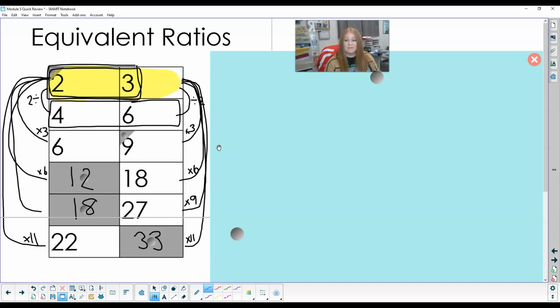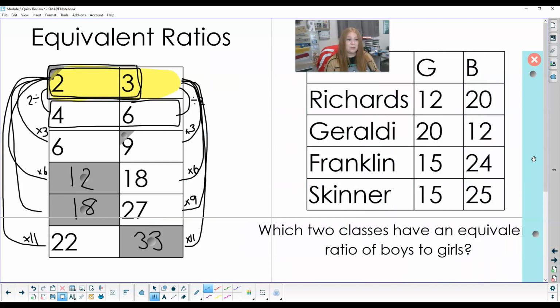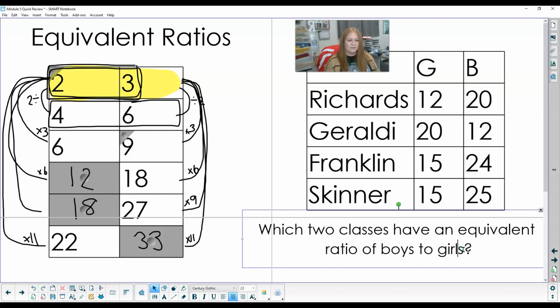So the other part of equivalent ratios will look like this, and it will give you a chart already filled out. So this one has 4 different classes, and they're girls and they're boys in their classes, and it wants to know which 2 classes have an equivalent ratio of boys to girls. So boys to girls or girls to boys. I'm actually going to flip that around so it goes in order of the chart. Girls to boys. There we go.